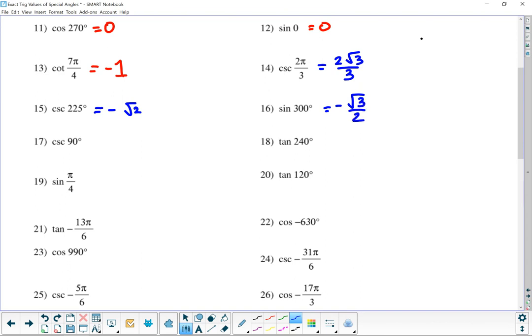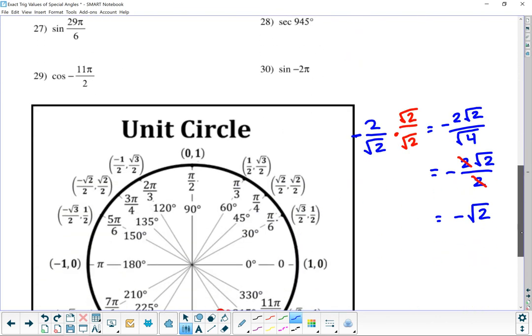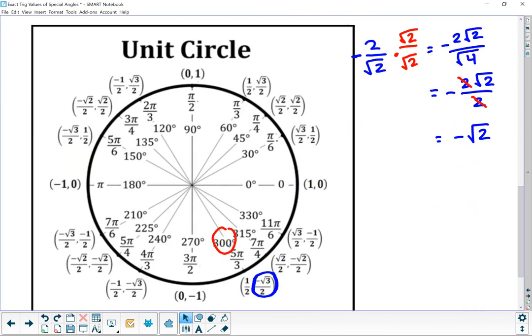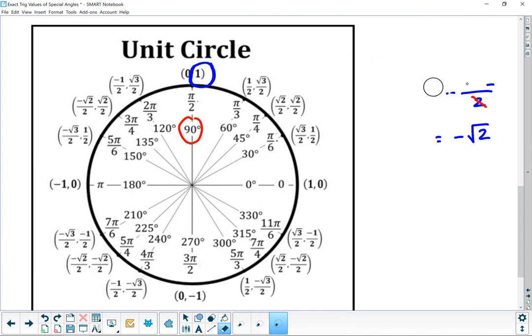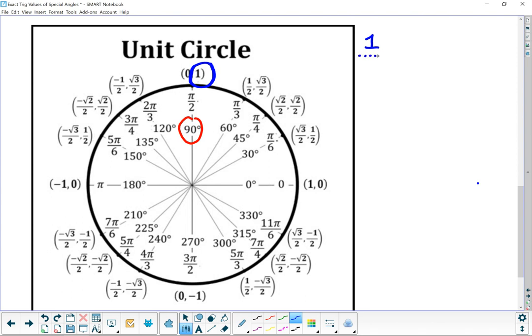Okay. Number 17, cosecant of 90 degrees. Okay, 90 degrees right here. Cosecant is based off of the sine, which is the 1, and cosecant is going to be the reciprocal of that. So let's see what happens, right? So I have 1, and the reciprocal of 1 looks like this. But if I'm going to do a reciprocal, I need to make sure I have something on the bottom. So if it's a whole number, I actually have a 1 on the bottom.